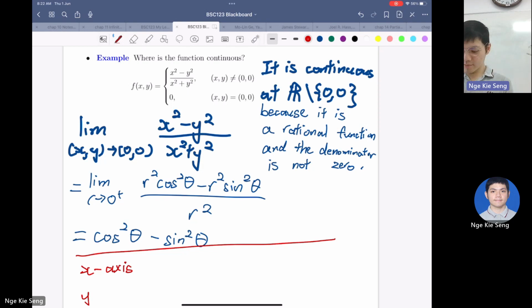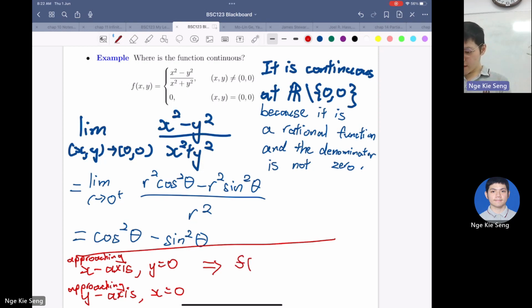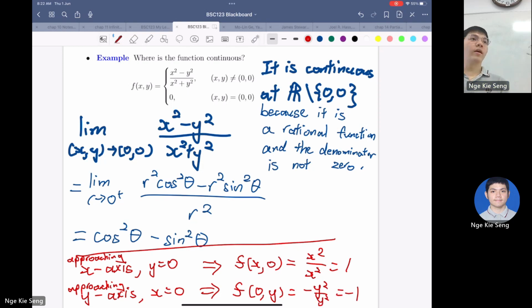Approaching x-axis and approaching y-axis. So if you approach from the x-axis, what do you get? You get f(x,0), which is x squared over x squared, which is 1. And then if you approach from the y-axis, you get f(0,y), which is minus 1. Okay. So I have plotted the graph out.